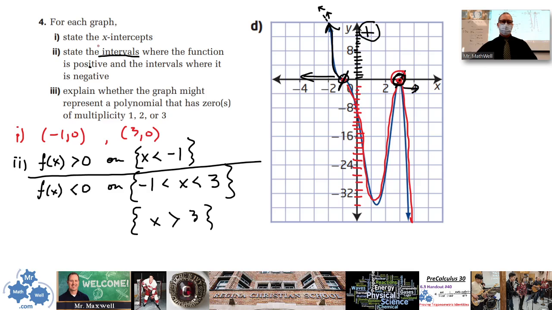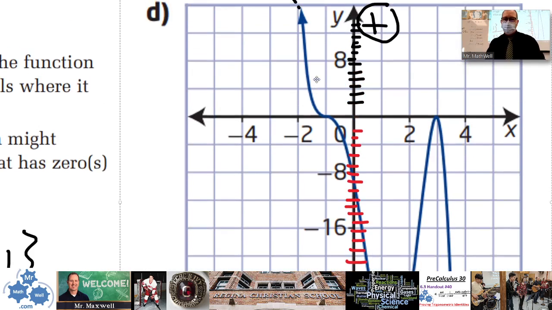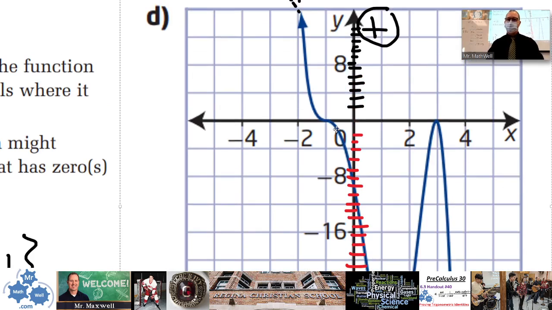Now, explain whether the graph might represent a polynomial that has zeros of multiplicity 1, 2, or 3. That's easy. We look at the zero behavior, and I'm going to erase a bunch of this stuff so we can look at the graph right around the x-axis, right around the intercepts. This is tangent to and crosses. Do you see that? I'll zoom in. This is tangent to and crosses. That's not a straight cross. It kind of bends down like that. It curls up to the graph and then curls away. So this would be a multiplicity of at least 3.